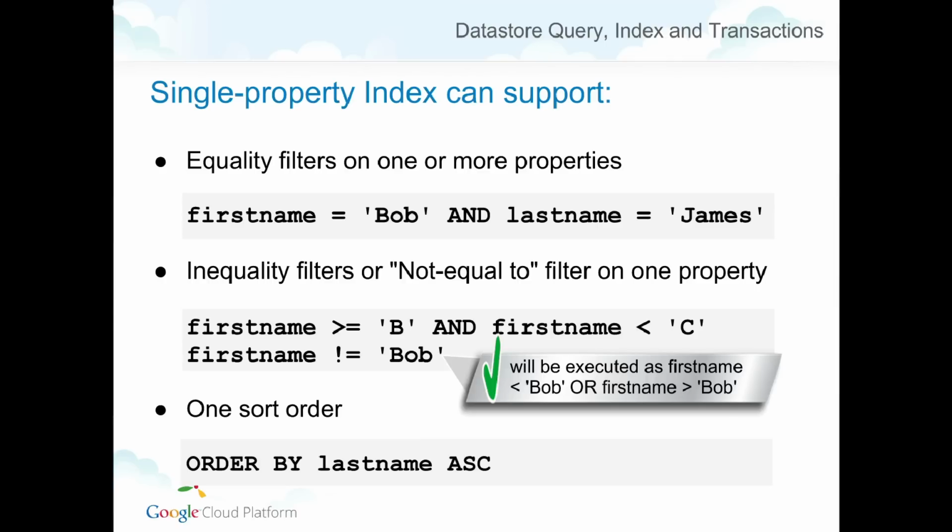Also, inequality filters or not-equals can be executed by the single property index like this. A not-equal-to filter, like last name not equal to Bob, will be converted internally into a query like this. This should be OR actually. First name Bob. This will also be handled as a single property index too.